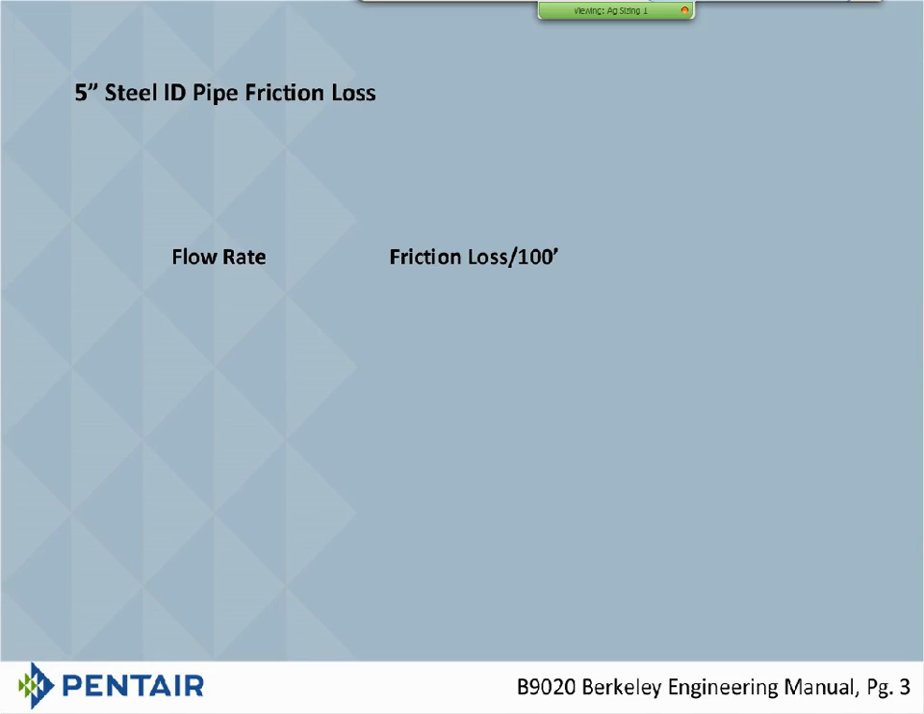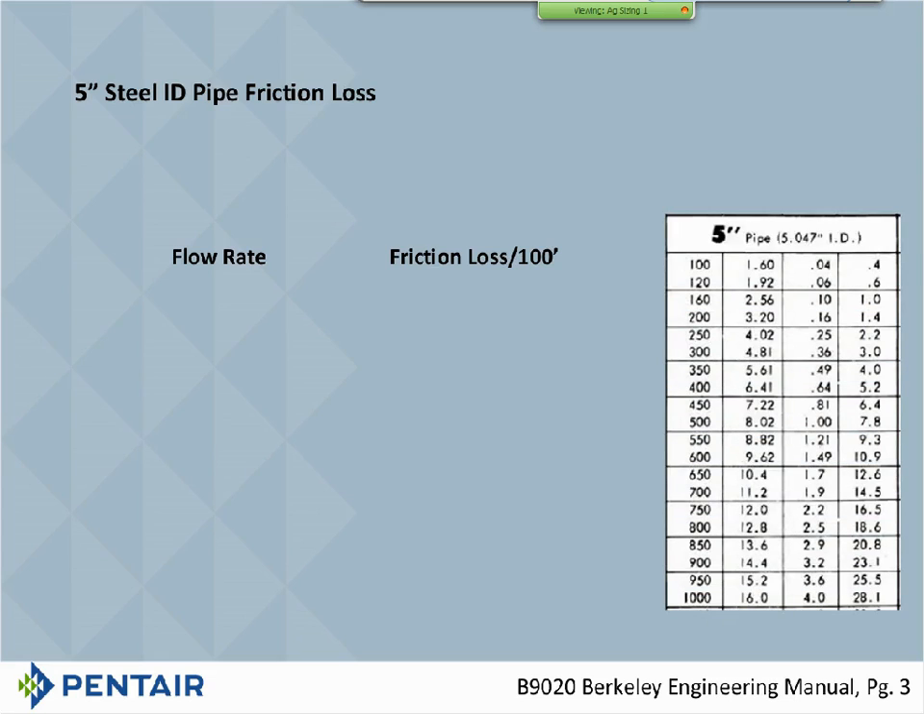Well, let's go look. So we're going to go to the 5-inch ID steel pipe, and when we look here, we notice that there's 800 and 850. 800 is 18.6, 850 is 20.8. So again, we're going to line them up with the highest one on top and the lowest one on the bottom because we want to be able to subtract these rather easily.